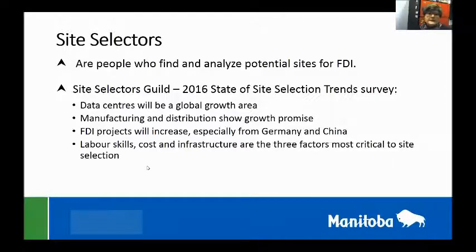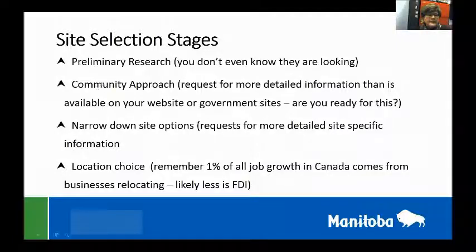The different site selection stages include the preliminary research site, and at this stage you don't even know that you're being looked at. The next stage is called the community approach, where the site selector will contact someone in the region or the province to request more detailed information.